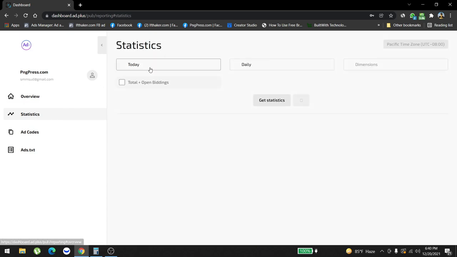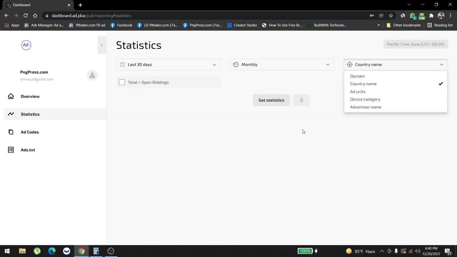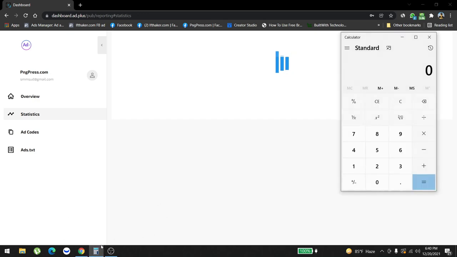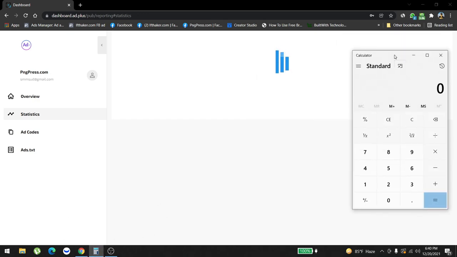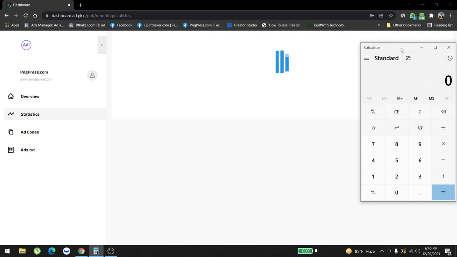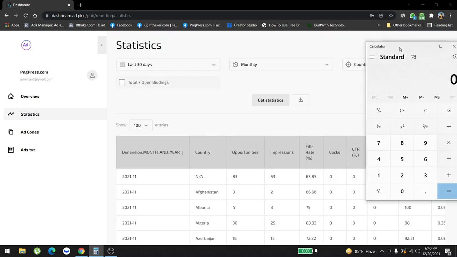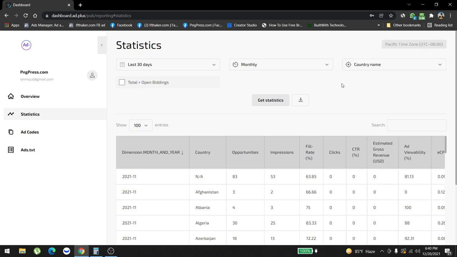So if you go to statistics, let's go to the last 30 days monthly and let's see the country. Based on the country, how much they are going to pay us. So we're going to bring our calculator, and our main goal is to understand how much they're paying in CPC, because Google pays around 50 to 80 cents per click for desktop for the United States. So we're gonna see if this network is beating Google or if they're on the same level.